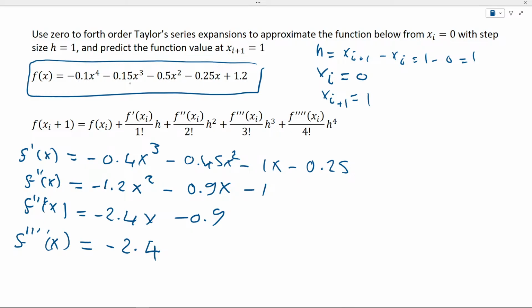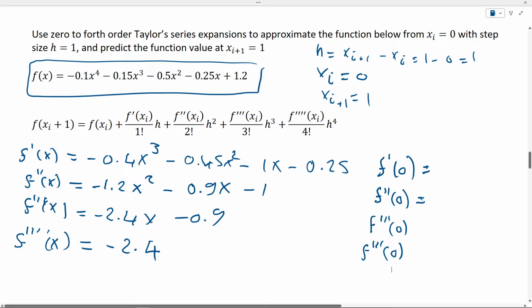Yeah, that's basic. And then you know h, and then you just substitute here. You evaluate your function at x equal to xi, which is 0. So you find your first derivative at 0, then you evaluate your second derivative at 0 also, and your third derivative at 0 and your fourth derivative at 0. Okay, so you do this.